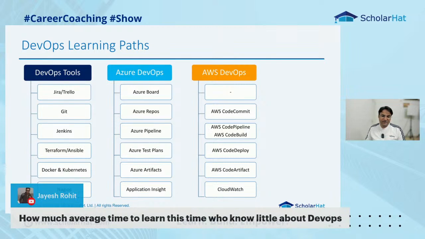How much average time to learn this? Who knows little about DevOps? Okay. So if you're coming to learn these Azure DevOps tools, what I feel is at least 2 months is the time you have to put in learning. Because in 1 month it's not possible to do everything. If you want to be good in Azure DevOps, at least 2 months you have to invest for learning and practicing all these tools. Because it's not about the case that you just did one workflow.